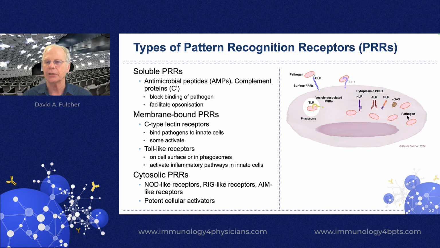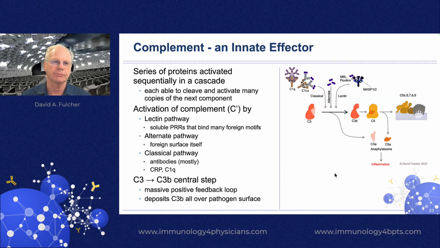And we also have a series of receptors in the cytoplasm to detect foreign structures from a pathogen which has made it into the cytoplasm. Things like nod-like receptors, rig-like receptors, aim-like receptors are all very potent cellular activators.